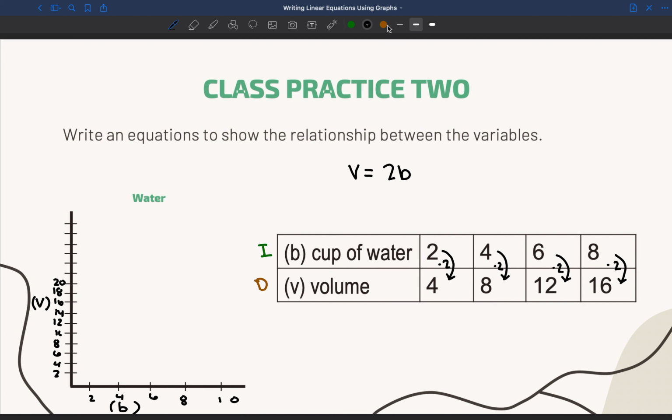So now looking at this, we're just going to plot. So if we know that whenever there were 2 cups of water, the volume was 4, so we're going to go up and make a plot right at 4. Whenever there were 4 cups of water, there was a volume of 8. Whenever there were 6 cups of water, there was a volume of 12. And whenever there were 8 cups of water, there was a volume of 16. Whenever we're plotting, we just got to plot the best we can. And all we're going to do now is create a straight line, because it did give us a straight line.